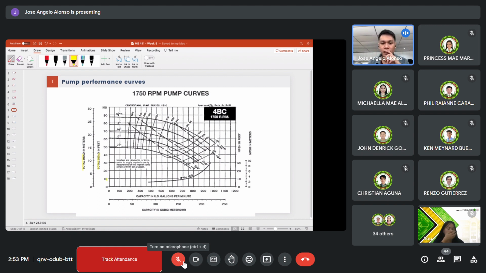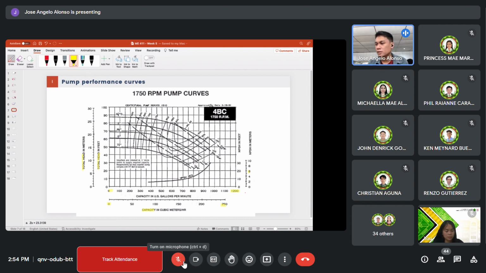On the x-axis naman, ang makikita natin dito is from 0 to 250. The capacity stated here is the volumetric flow rate or the flow rate ng ating pump. Then from 0 to 1,200, that is the capacity in gallons per minute. So both of them are in volumetric flow rate. Mag-iba nga lang din siya kung English unit or metric unit yung ating reference.